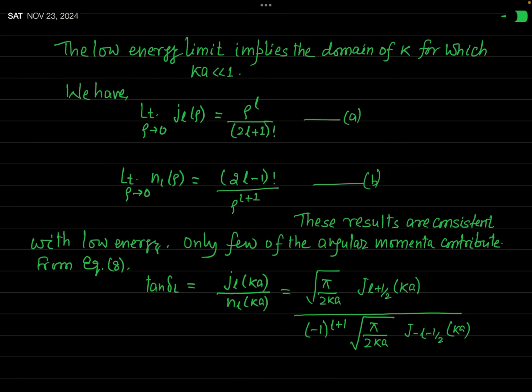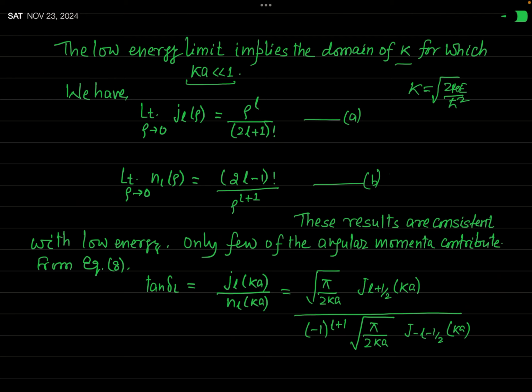In fact, when you talk about the low energy limit, what does it mean? It means this implies the domain of K for which Ka is much smaller than 1. Energy is much smaller, and you know that K is the square root of 2 mu E over h bar squared. So when E is very small, then Ka will be much smaller than 1. So in this limiting condition, we have to use this limit that Ka is much smaller than 1.